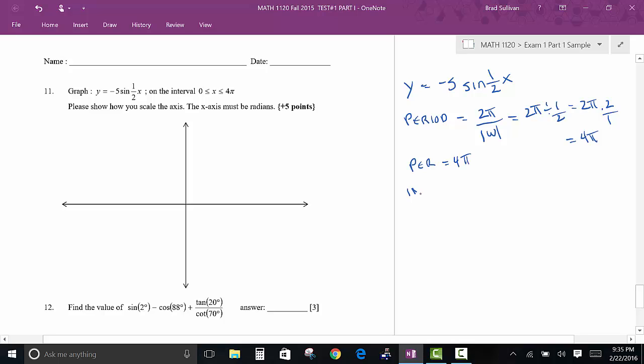All right, so we have a period that's 4 pi. Next step is to find the increment. The increment, you always take the period and divide by 4. So you'll get pi as the increment. So when we do this increment, we're going to just count by pi. So it's pi, 2 pi, and then 3 pi, and then 4 pi like that. Okay, now we have an amplitude. The amplitude on this is absolute value of -5 or 5. So that means that we need to make the y-axis go up to 5 to incorporate the amplitude.